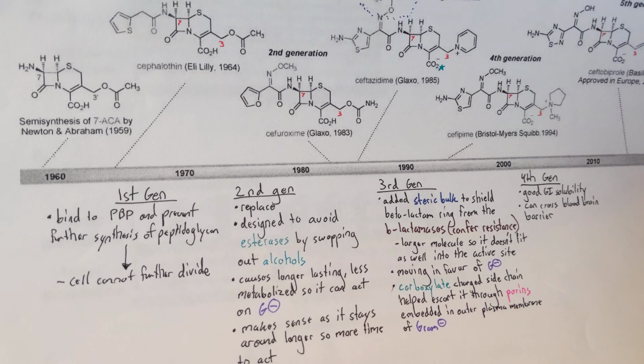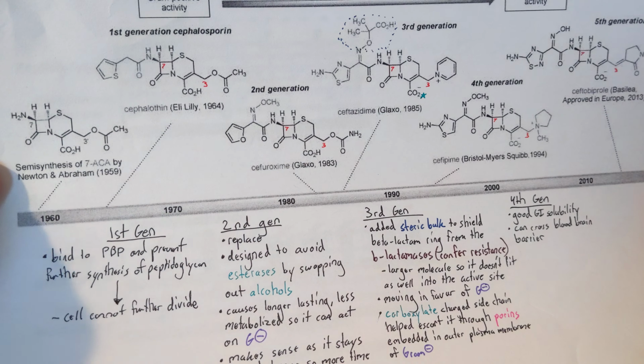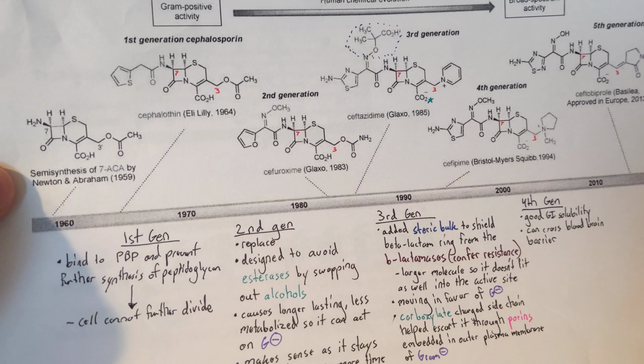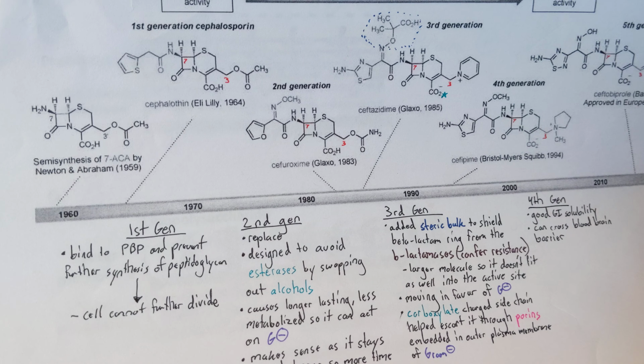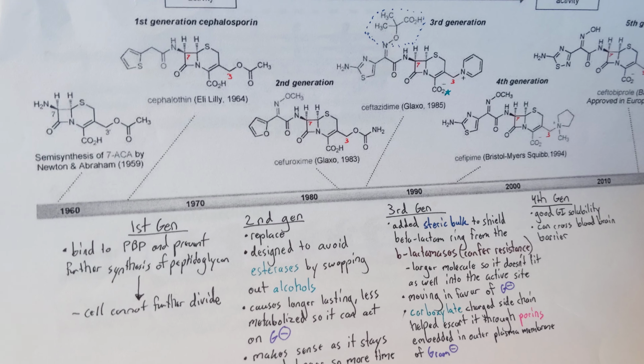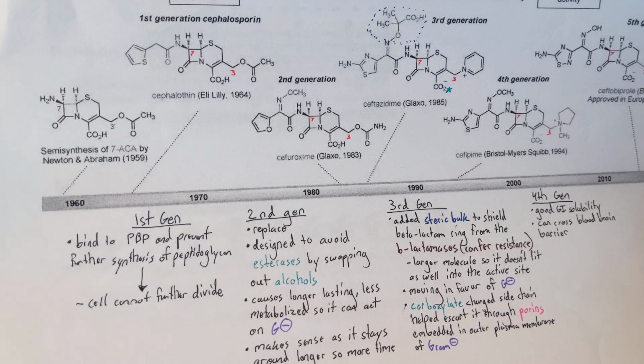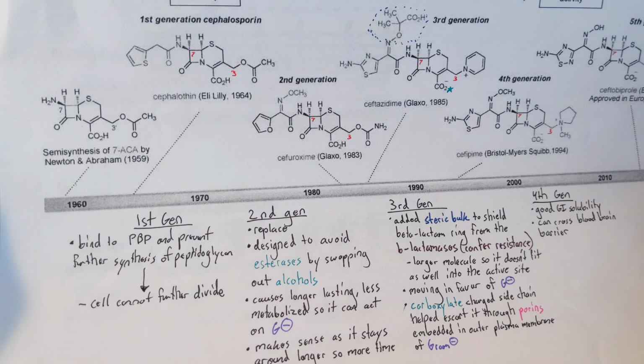So the first generation cephalosporins were effective at binding those enzymes in the peptidoglycan layer. So they were good at covering gram-positive bacteria, because that's on the outside. It was easy to do that. But it was difficult to get to that peptidoglycan on the inside of the gram-negative.